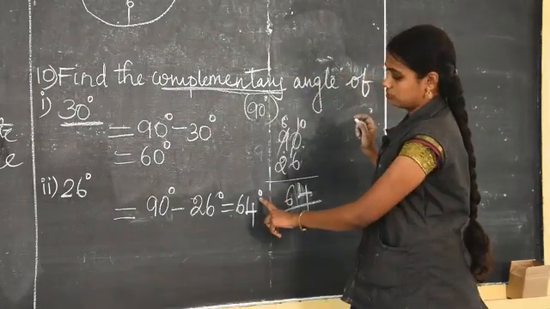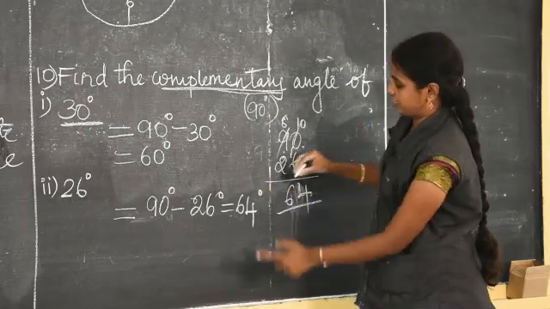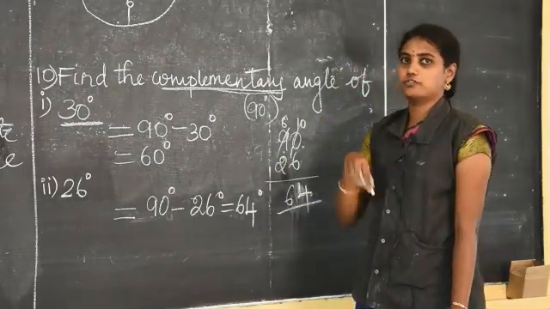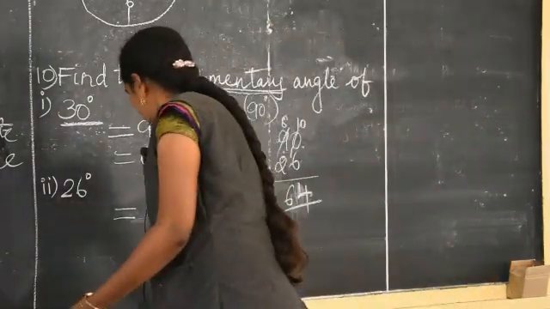This is the degree symbol. I forgot to tell, it is the degree symbol. Like a 0, it will be written up at the top of the number. Don't write it below the number, write it up at the top of the number. Okay, next option.